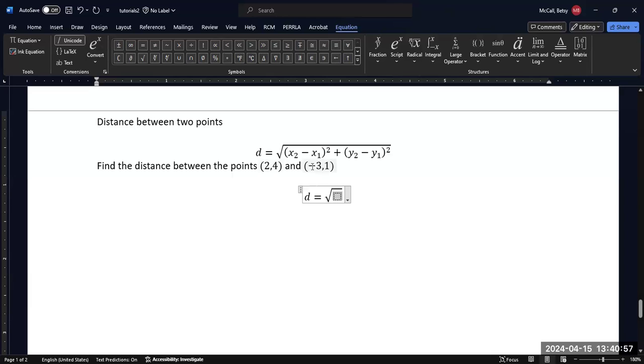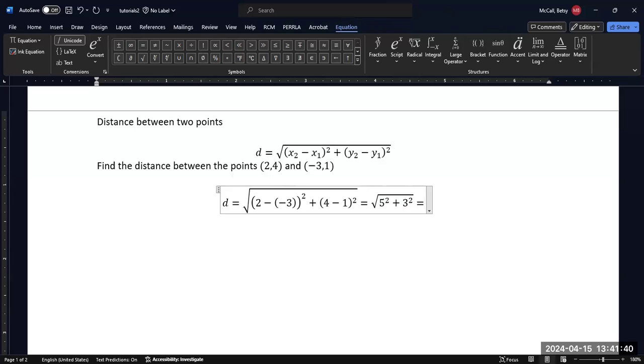So the 2 x coordinates, now because we're squaring it, it doesn't matter which order you subtract in. You don't even need to be terribly consistent about it for this to work. But it's good to be consistent in other cases. So 2 minus a -3 squared and 4 minus 1 squared. So 2 minus a -3 is 5 squared, and 4 minus 1 is 3 squared.